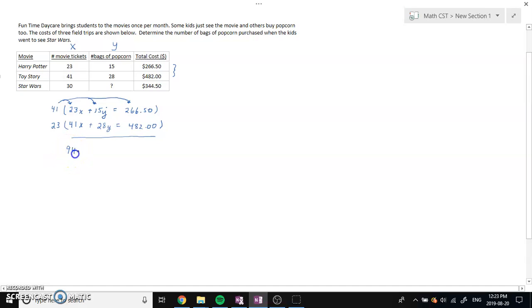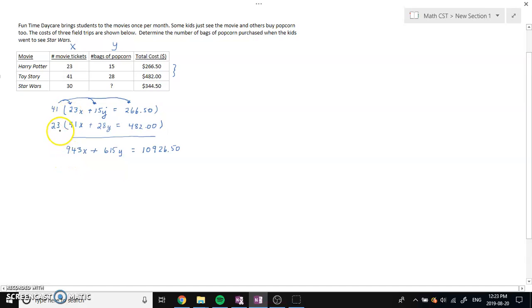My new top equation is 943x, 41 times 23, plus 615y, when I multiply 41 times 15, equals 10,926 and 50 cents. Don't worry that they're large numbers. That happens in a lot of cases.